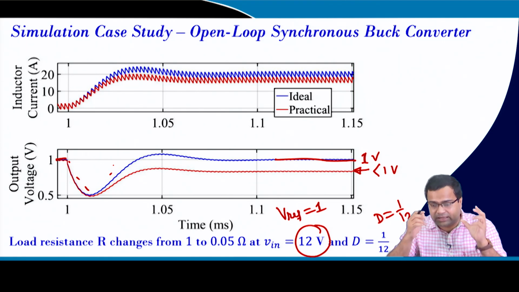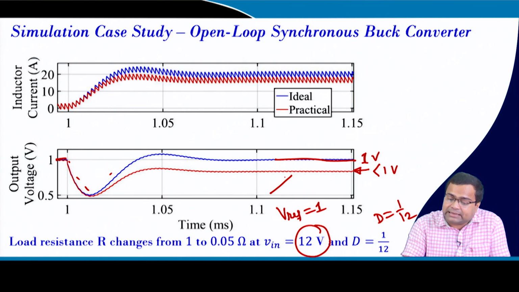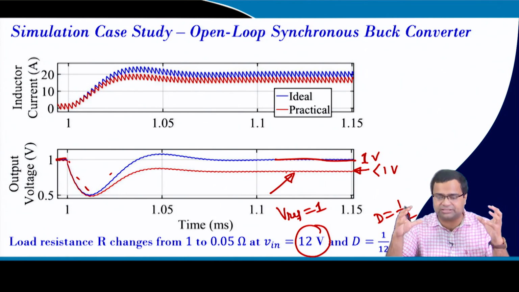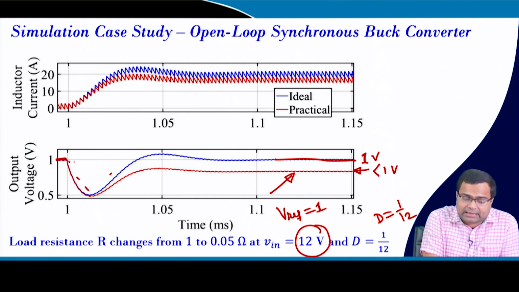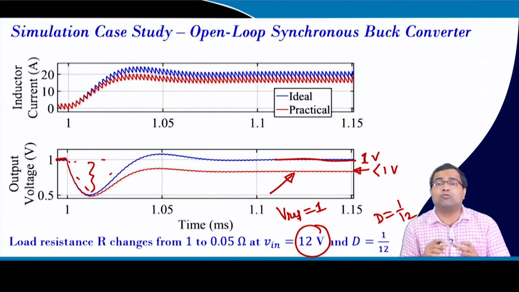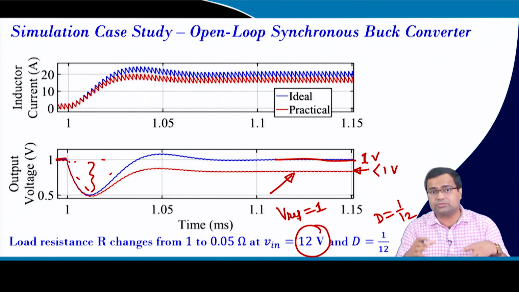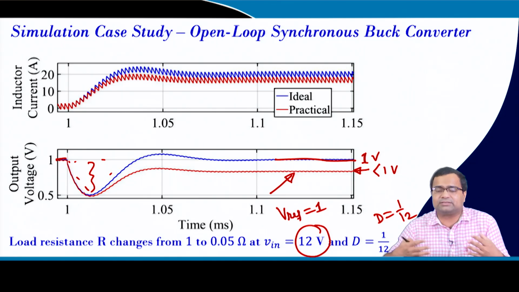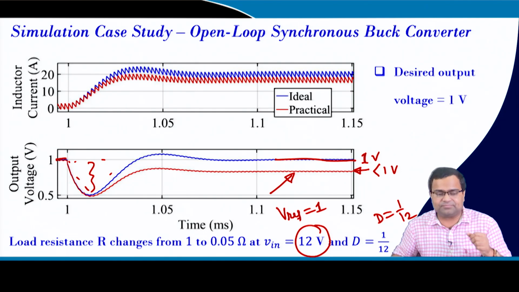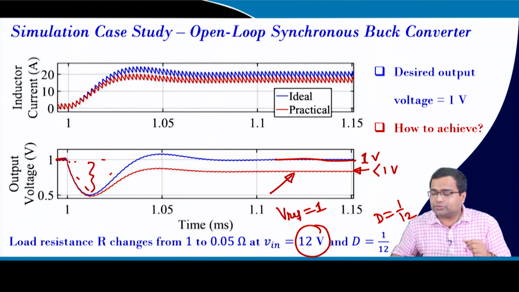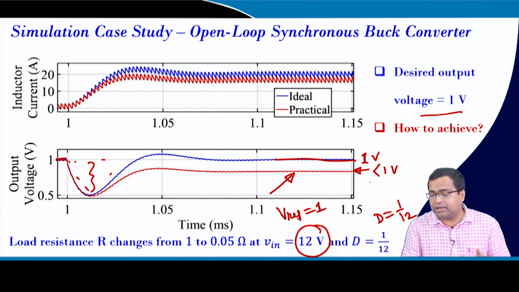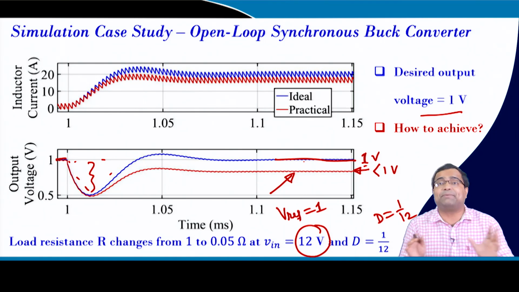So our question is, can we analytically predict what will be my practical voltage operating point for any load and input voltage condition? Can we predict this undershoot and overshoot even for an open loop as well as a closed loop converter? These are the questions which motivate us: why should we go for a modeling technique? How can we achieve 1 volt output even for a practical converter?